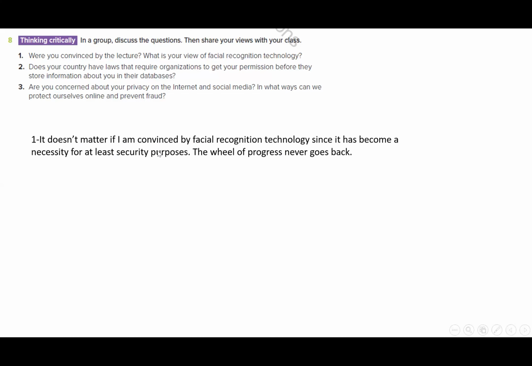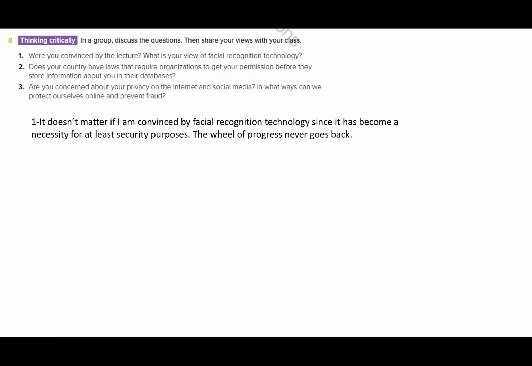I have written a simple paragraph where I answered the questions. Question one, question two, question three. Question one: as you know, it doesn't matter if I am convinced by facial recognition technology, since it has become a necessity, for at least security purposes.